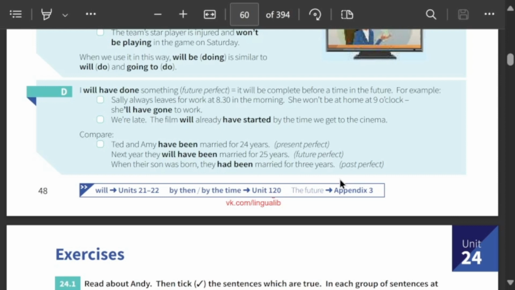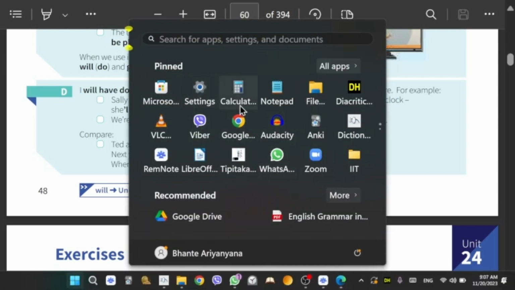We are late. Another example. We are late. Present simple, right? We are late. The film will already have started by the time we get to the cinema. A little complicated, you see? You have to understand the order of events. If I give you some help, I'll give you some help like this, okay?